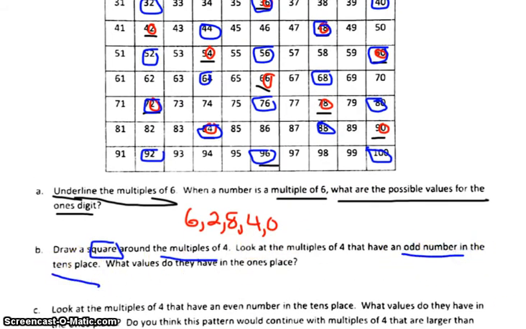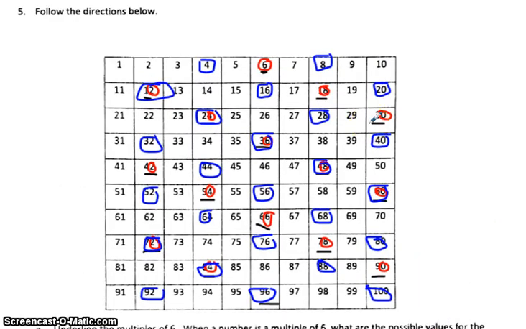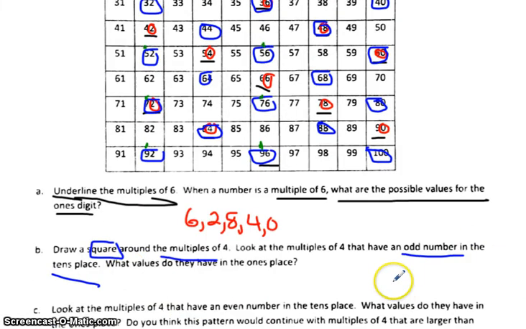in the tens place. So let's use the green there. And the odd numbers in the tens place. Okay, so this one has an odd number in the tens place. This one has an odd number in the tens place. This has an odd number in the tens place. And so it's asking you, so what values do they have in the ones place?